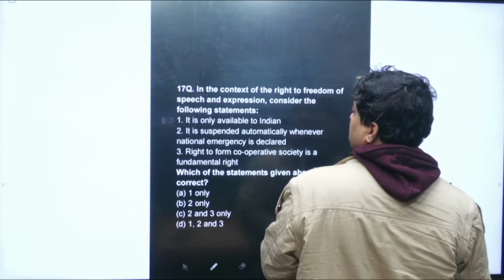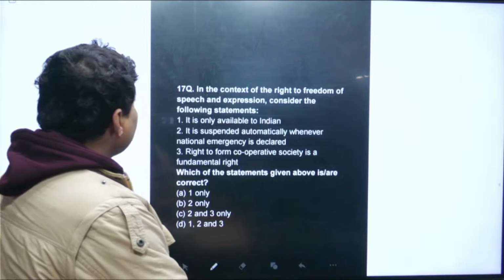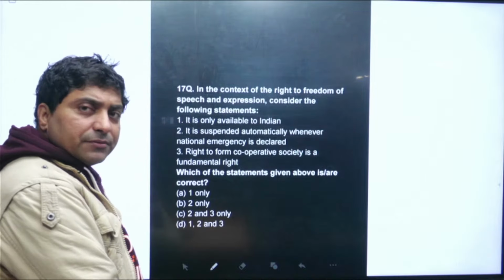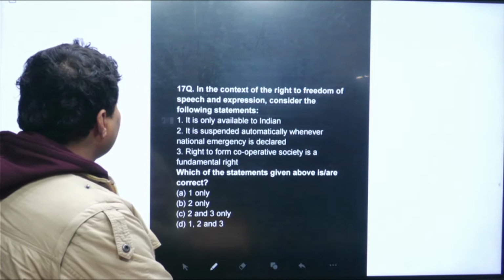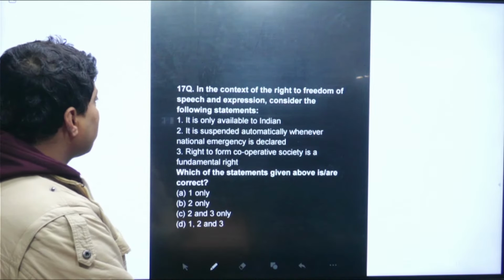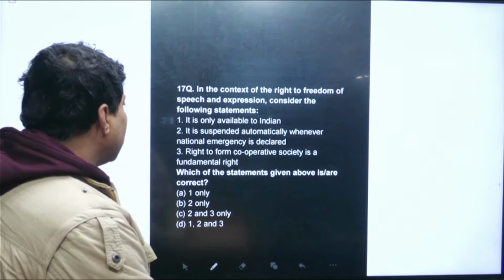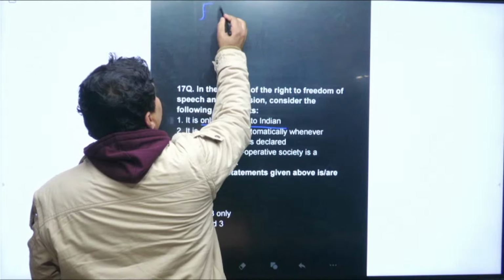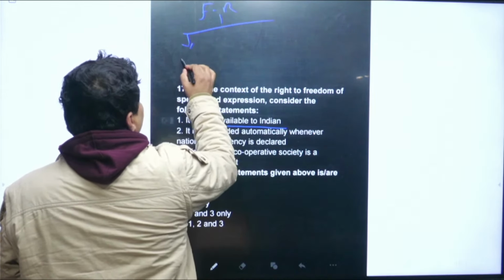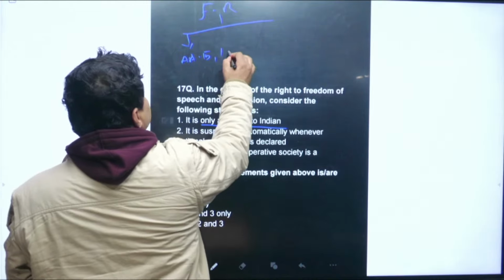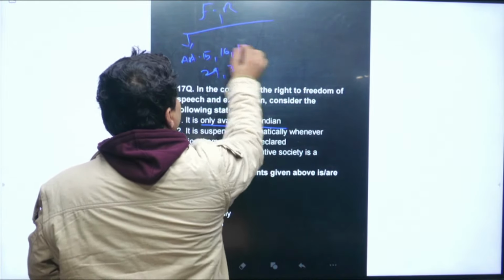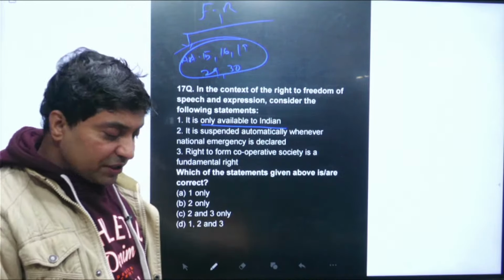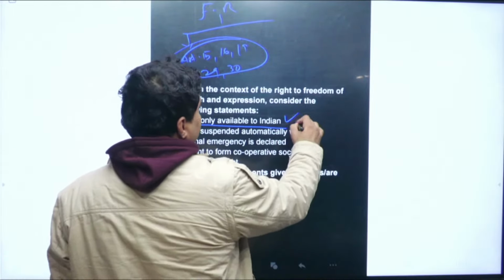Now, look at the next question. In the context of right to freedom of speech and expression, consider the following statements. It is only available to Indians. Now, here I told you that there are certain fundamental rights which are available to Indian citizens only: Article 15, 16, 19, 29 and 30. You should remember this. There are 5 articles which are actually given to Indians only. So, you can see this is correct.